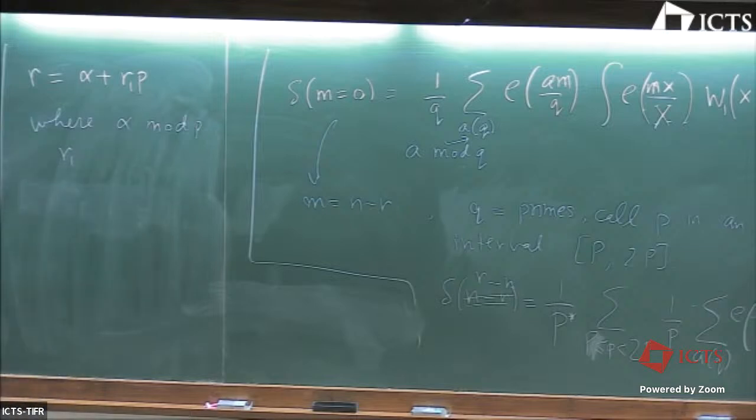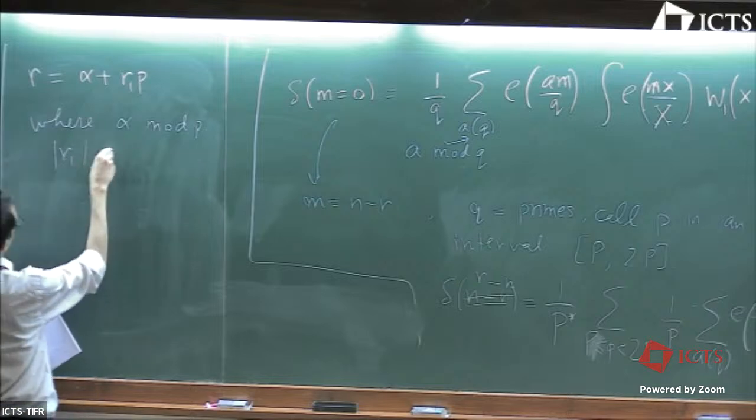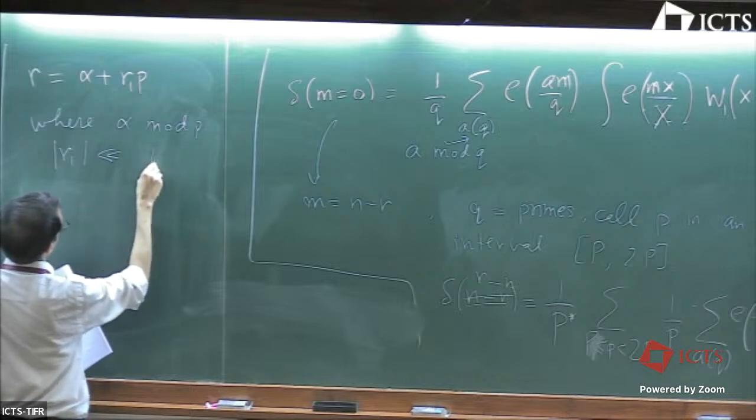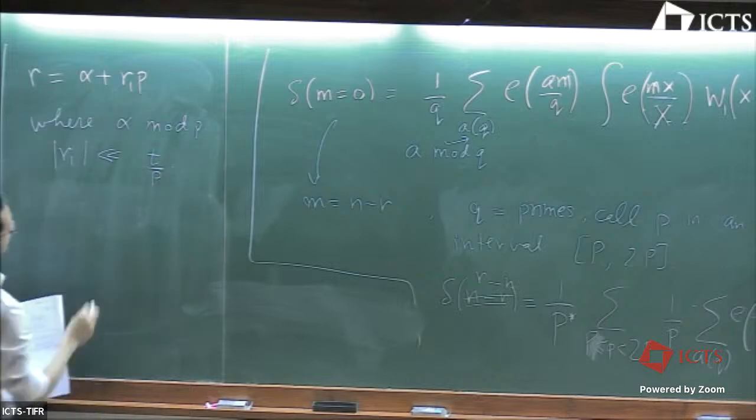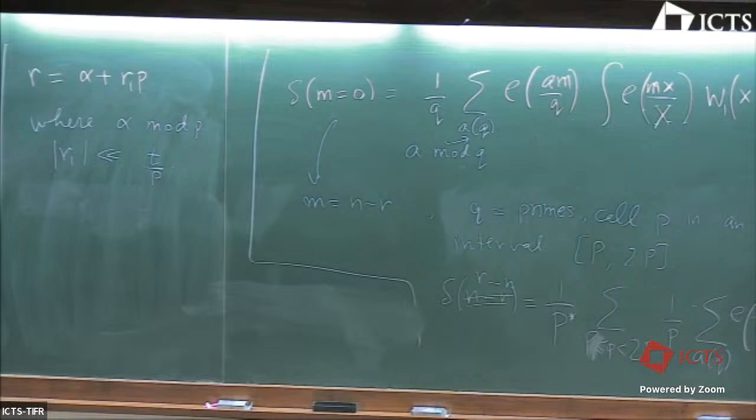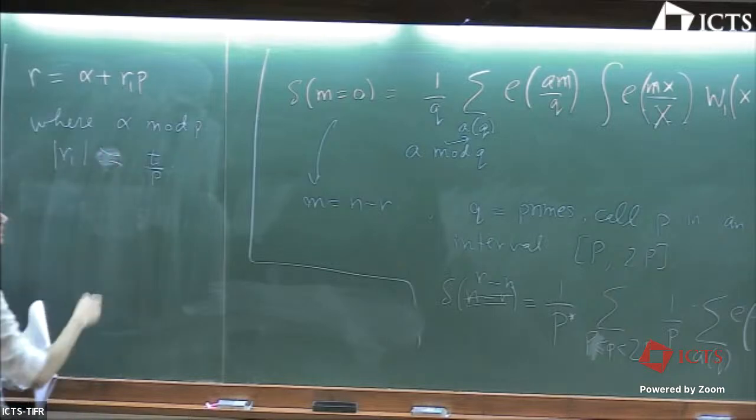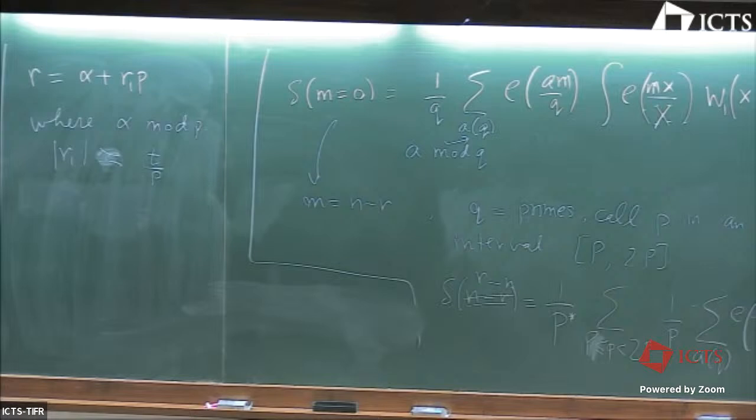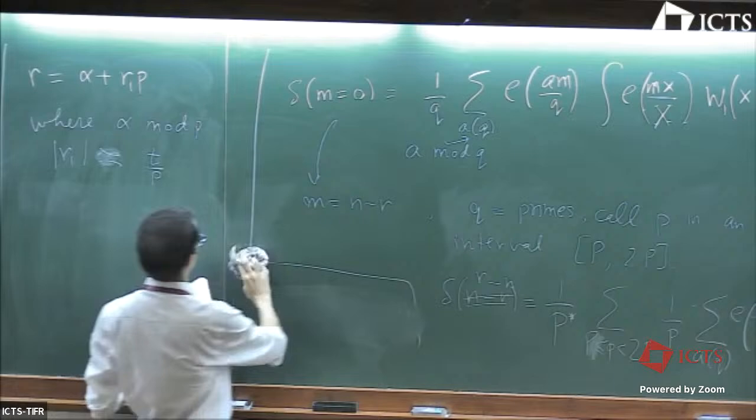But notice that if R is going to be of size T, then R1 is going to be something of size less than that, something like T over p. Also, since we are taking things in a dyadic segment, instead of just saying it's less than, I can actually take this R1 to be of size T over p. Okay, let's now write down these calculations.